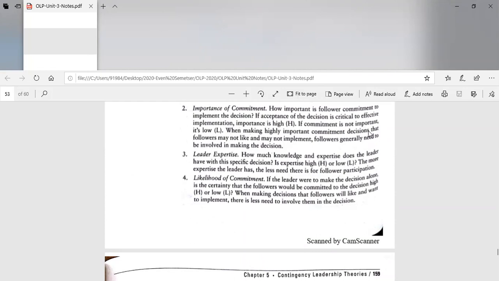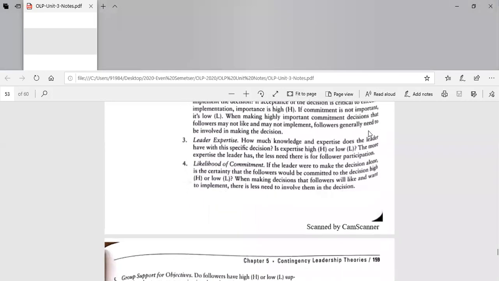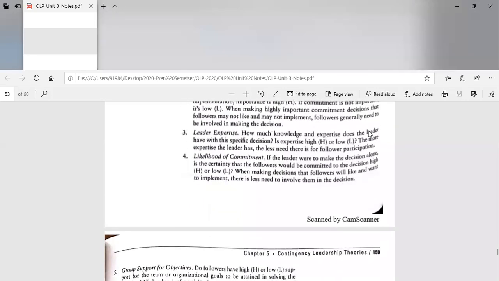How much knowledge and expertise does the leader have with this specific decision? So what is the knowledge or expertise level of the leader? If expertise is high or low, again, based on that, it can be categorized. The more expertise the leader has, the less need there is for follower participation. If the leader has more expertise or vast knowledge about a particular aspect or problem, there is less need for followers to participate, because the leader knows everything.